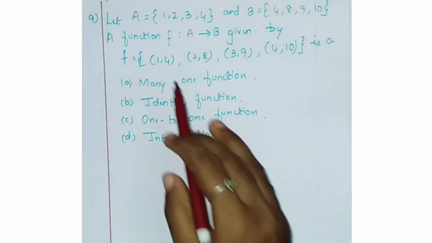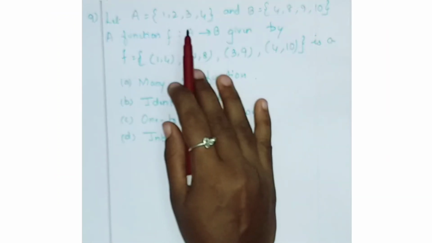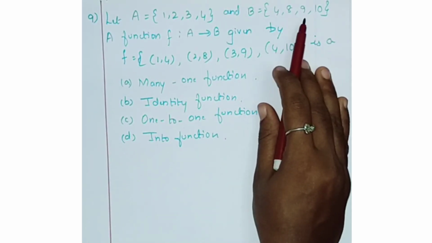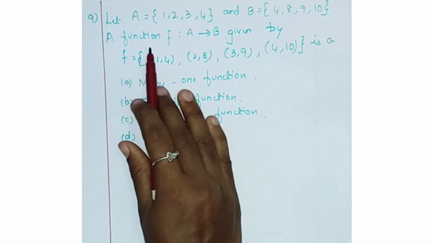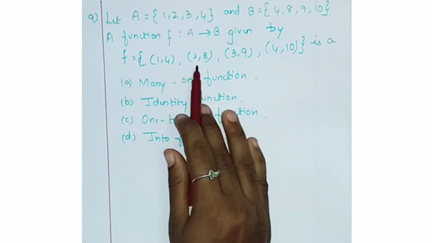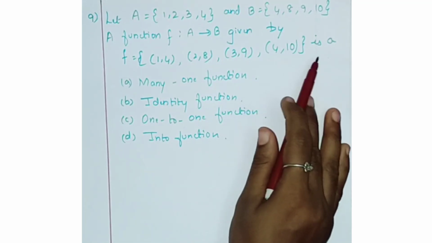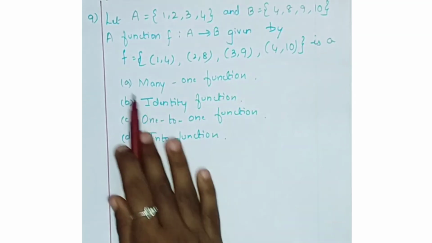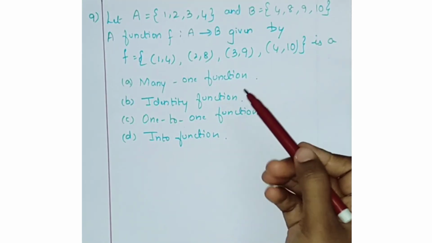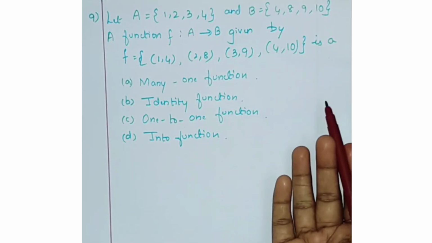Ninth question. Let A is equal to {1, 2, 3, 4} and B is equal to {4, 8, 9, 10}. A function f from A to B is given by {(1, 4), (2, 8), (3, 9), (4, 10)}. What type of function is it? You have to say whether it is many to one, identity function, one to one, or into function.